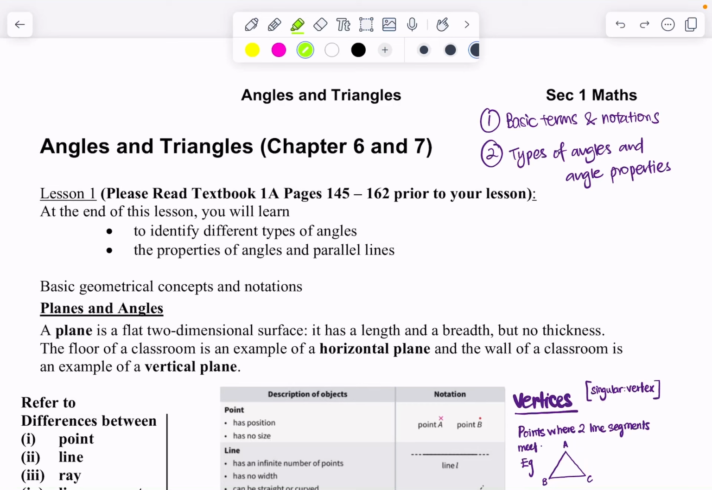Hi everyone. In this video, we are going to start on angles and triangles. We will be looking at some basic terms and notations that you must be familiar with, the types of angles, and simple angle properties that you must know. So you may refer to page 40 of your notes and take down the necessary notes as we go through these basic terms and notations.